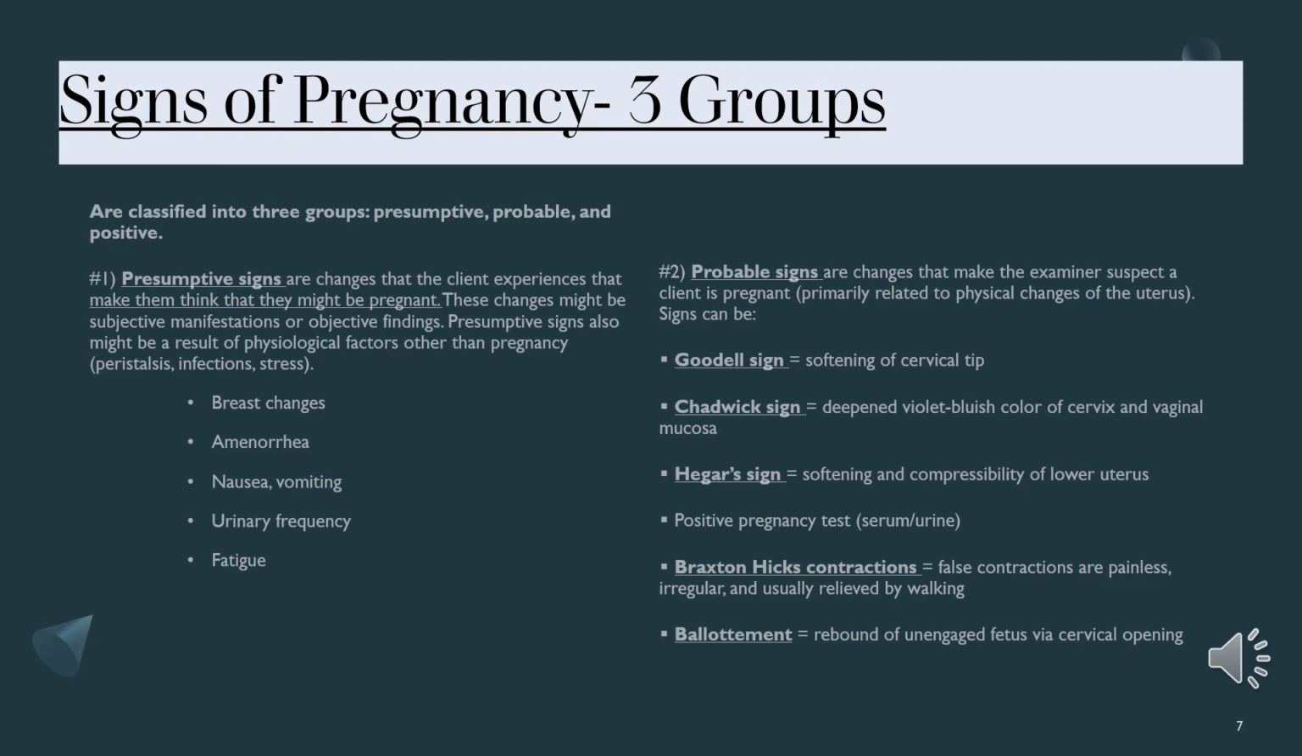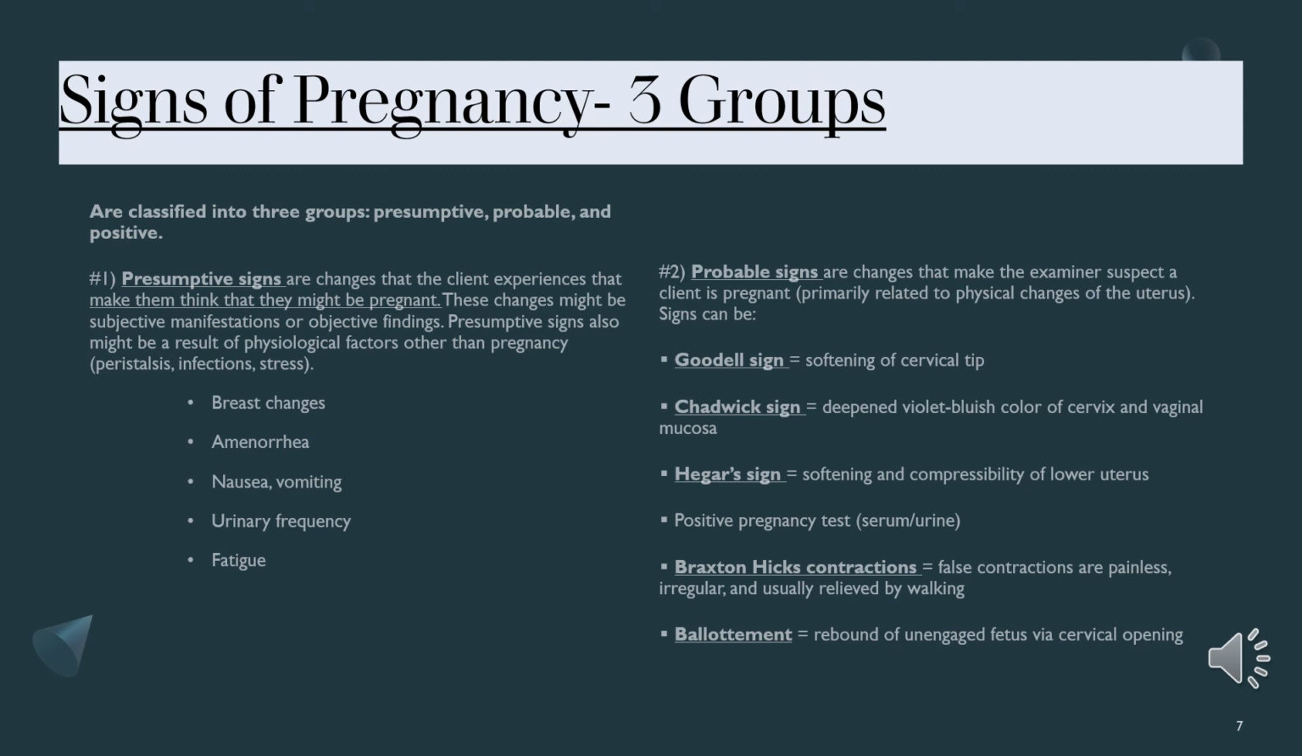Okay, so some of the things that we're going to talk about are the signs of pregnancy. They like to classify these into 3 different groups: presumptive, probable, and positive. Basically the difference is, how do I know I'm pregnant? The presumptive signs are those that mom feels. So the patient says, my breasts are very tender, I missed my period, I have nausea, vomiting, I have to void very frequently, and I'm tired. So those are presumptive signs.